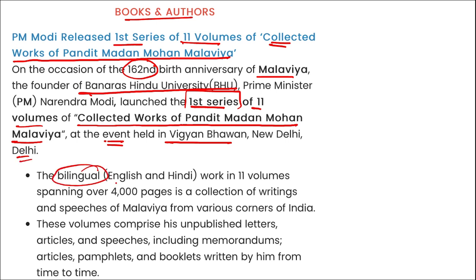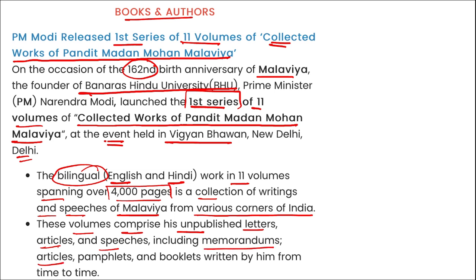The bilingual English and Hindi works in 11 volumes spanning over 4,000 pages is a collection of writings and speeches of Malviya from various corners of India. These volumes comprise his unpublished letters, articles, speeches including memorandums, pamphlets, and booklets written by him from time to time.